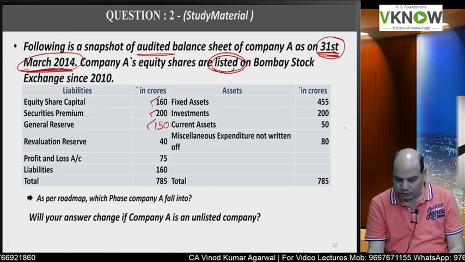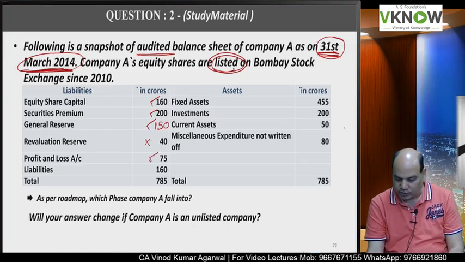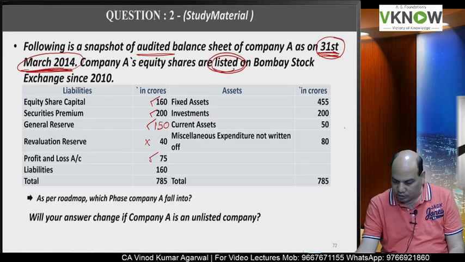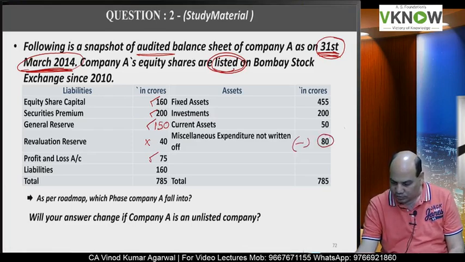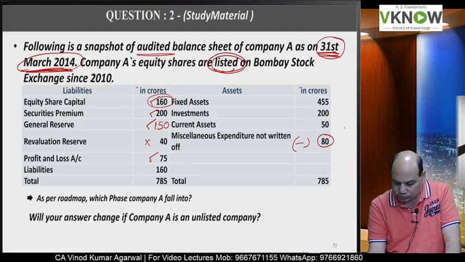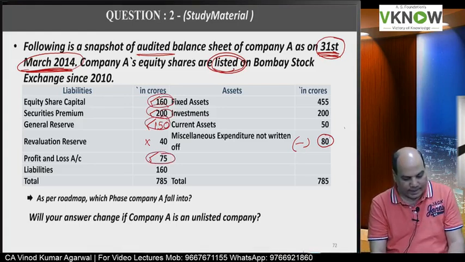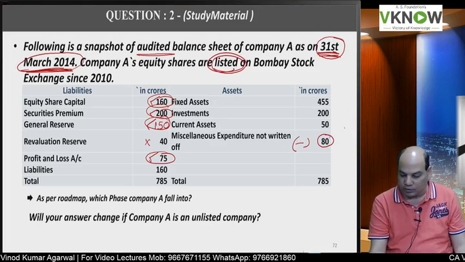This also I will take, free reserve. Revaluation reserve will not take. P&L account will take, it's a free reserve. And then liability I will not take. Fixed asset, investment, current asset, this I will take as a negative number. So quickly tell me, what is the total of these items minus 80? What is the net worth you are getting?